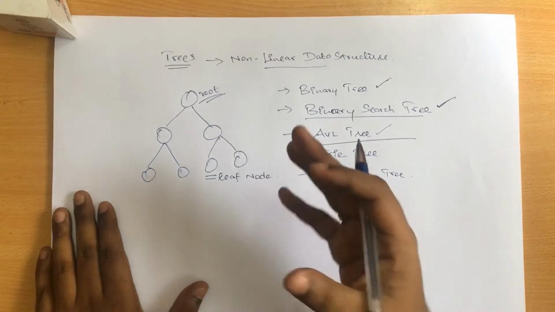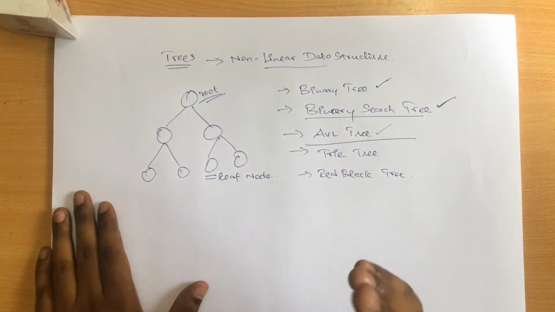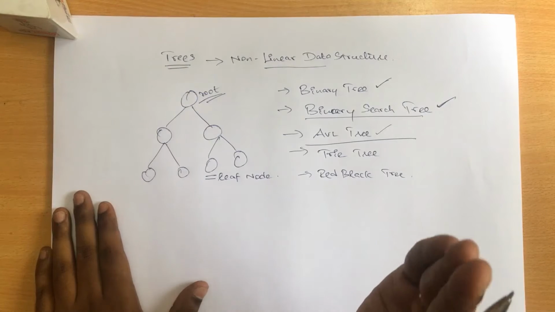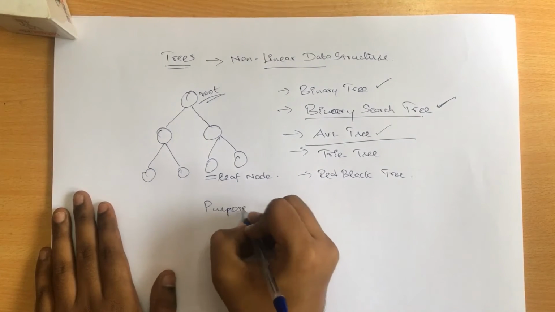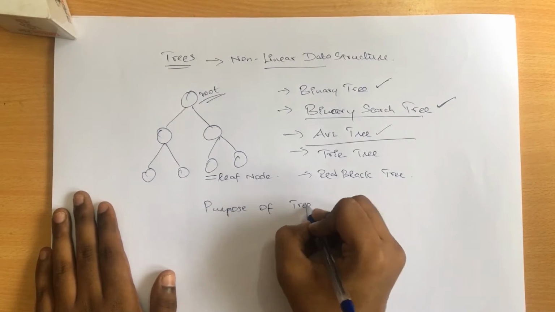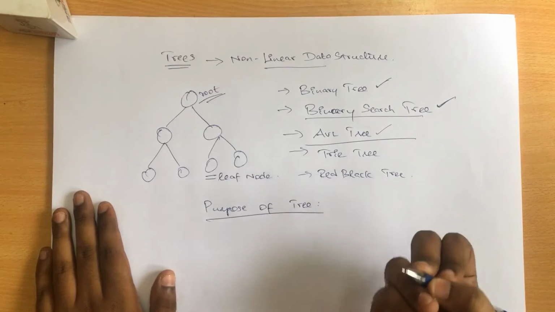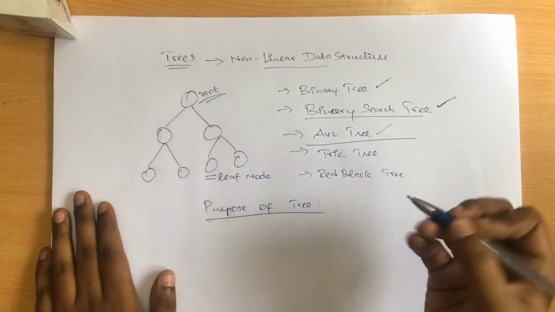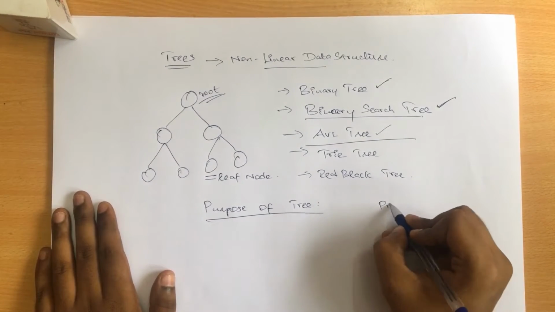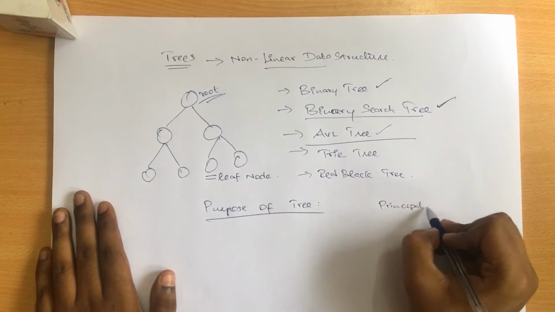Before that, let's try to cover all the basics of a tree. So why do we use a tree? You can even say, what is the purpose of a tree? The purpose of a tree is, for example, if you consider a college, right? In a college, you will have the principal.